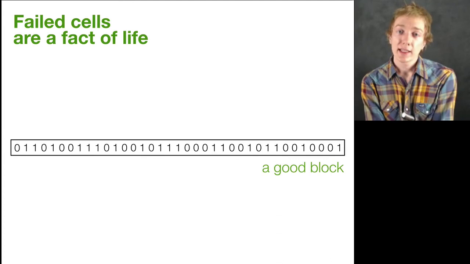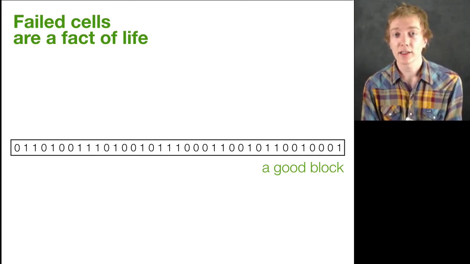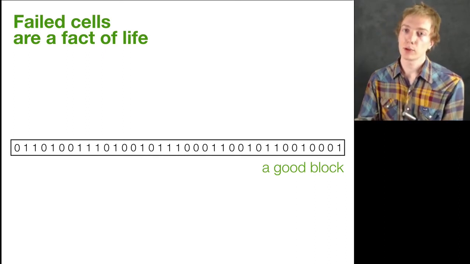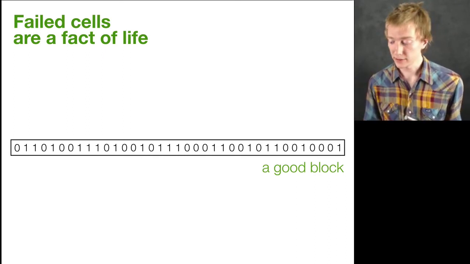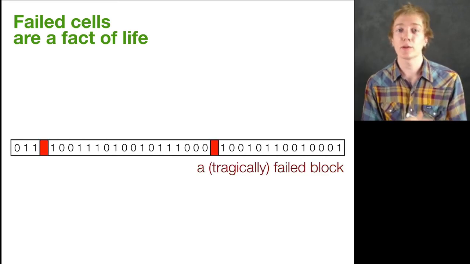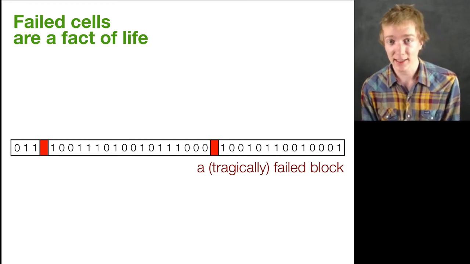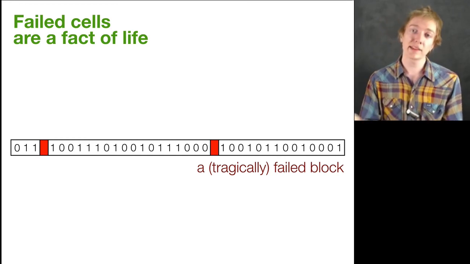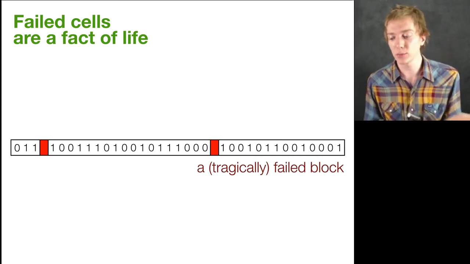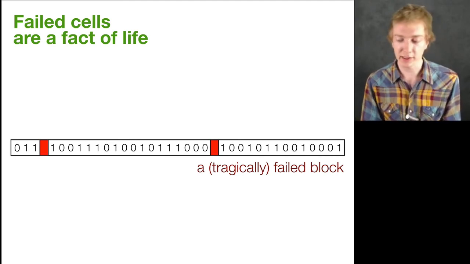The thing to understand about PCM for this technique is that failed cells are a fact of life. Eventually, you have this perfectly good block, and along come hard failures. Some of these bits will get stuck, and you can no longer flip them from a 1 to a 0 or a 0 to a 1. The reason I have this tragic picture on this slide is that there are all of these bits that are perfectly good, and there's just a few of them that are failed. I wish that we could store data in this block using all those useful bits while ignoring the failures.